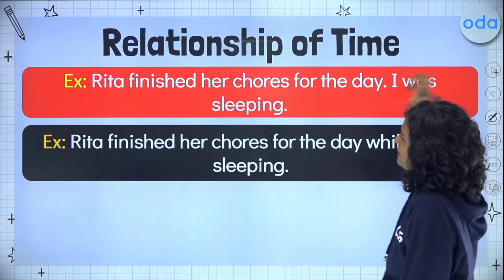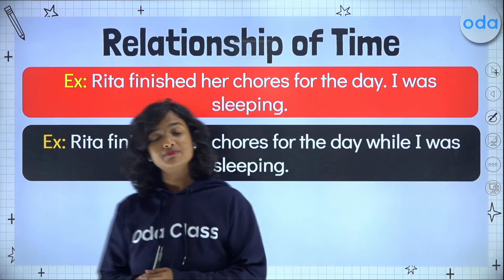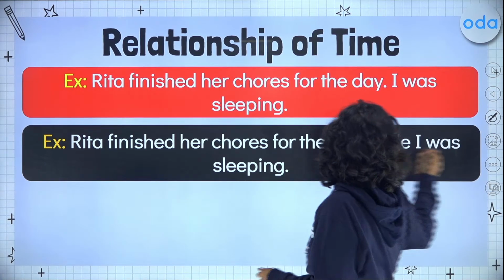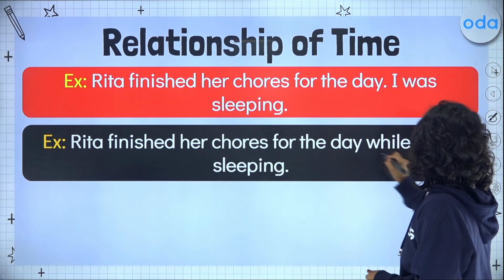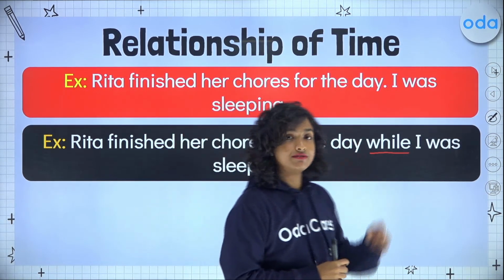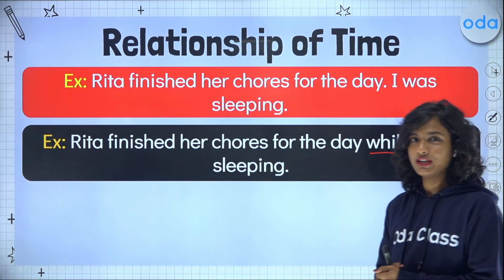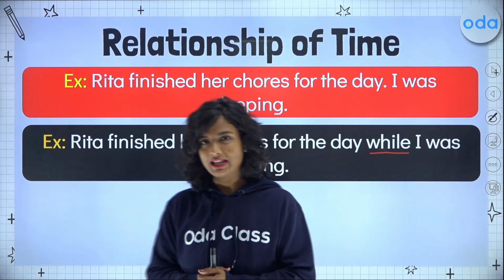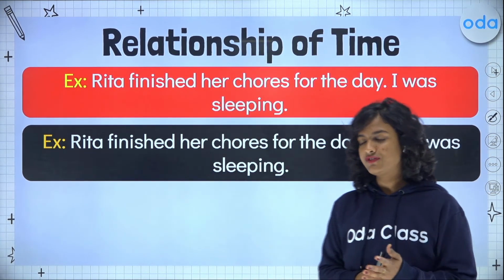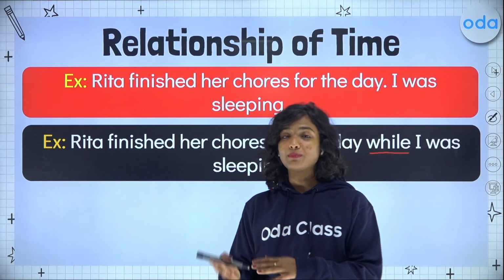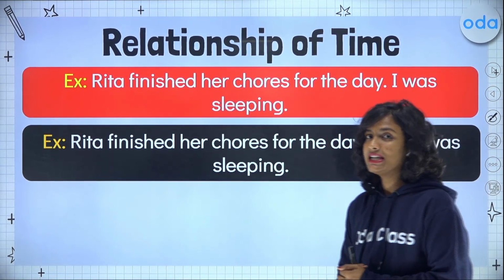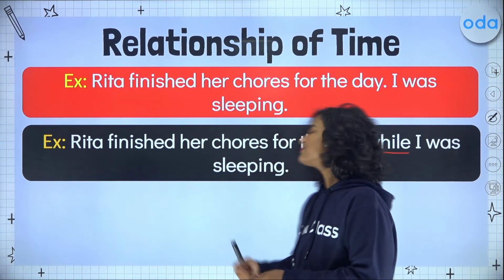So taking our second example, Rita finished her chores. I was sleeping. Rita finished her chores while I was sleeping. So you see here another relationship of time. In this case, our conjunction while shows a simultaneous action going on. So Rita finished her chores for the day while I was sleeping. Unlike before and after. Both before and after talk about consecutive actions, something that happened before or something that happened after. On the other hand, while is used to depict simultaneous actions.